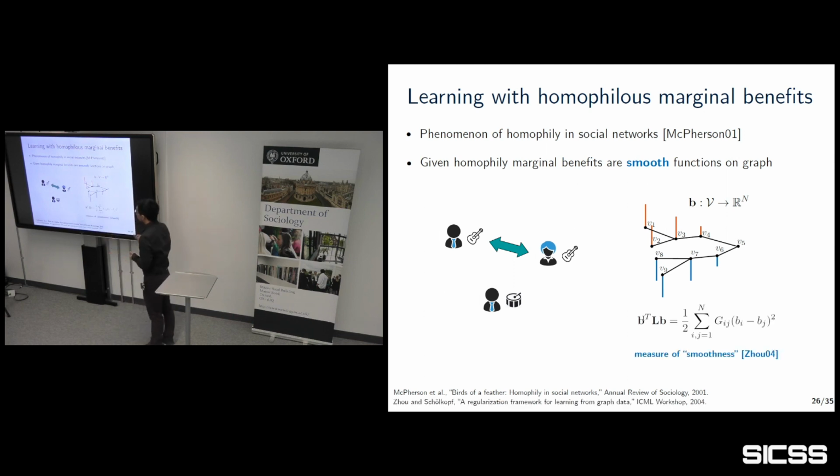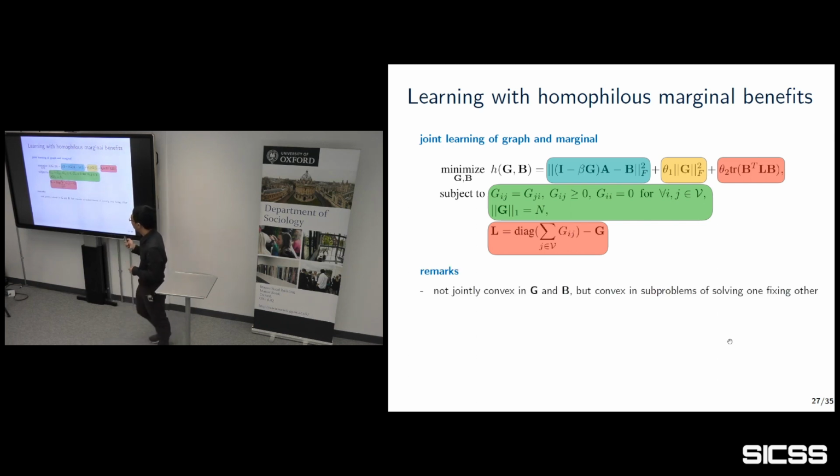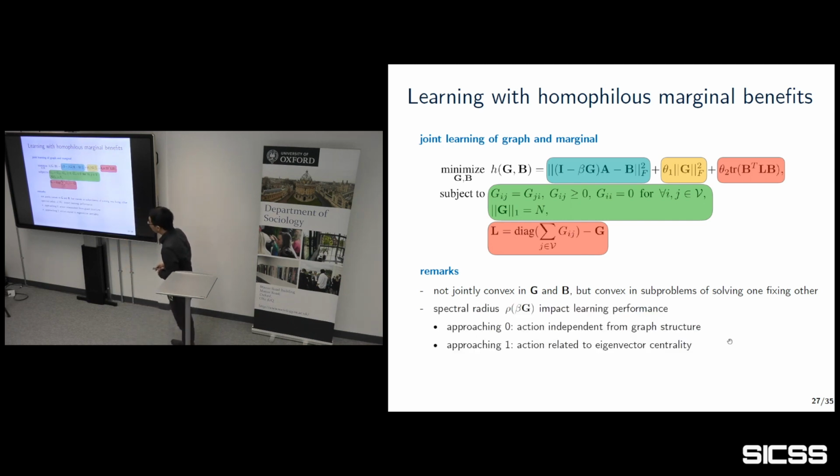So in computer science, you can use a term based on what is called the Laplace matrix of the network to quantify this. It basically says that if there is a connection Gij which is non-zero, then I want Bi and Bj to be similar. So in our context, we use this term, which basically means we assume a homophilous distribution of the marginal benefits. After we have this term, we can solve this problem using specific computational methods, which I will probably not talk too much about. Basically, you have this joint variable G and B, which leads to a non-convex optimization, but you can use alternating minimization to solve both of them iteratively.